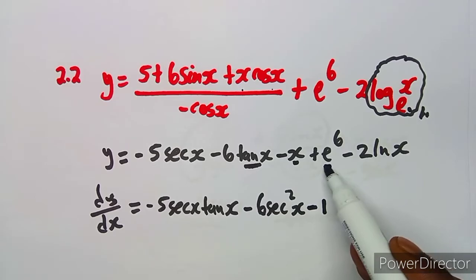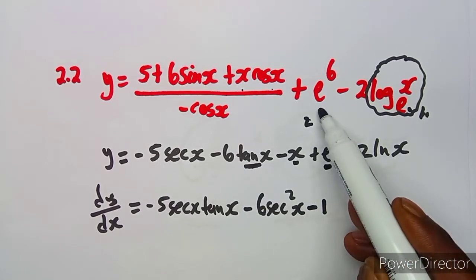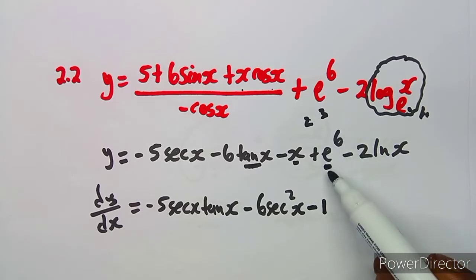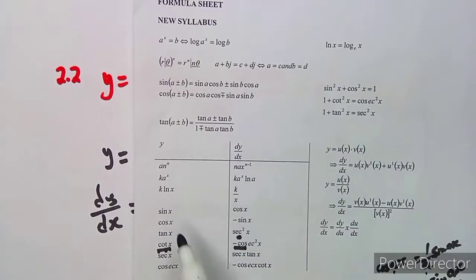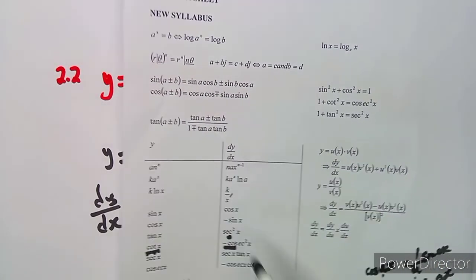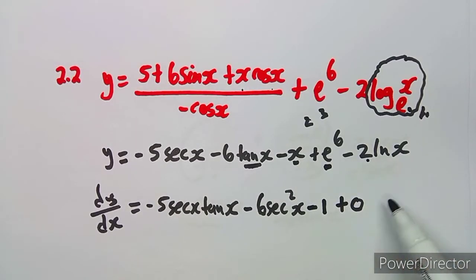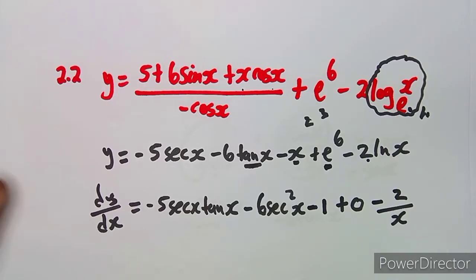E is a constant. E is just like a number, just like 2, just like 3, just like 4. And remember, the derivative of a constant gives us 0. All right. Then ln x: remember the derivative of k ln x gives us k over x, which in this case, k is minus 2. So it's minus 2 over x. That's k over x. So that's what you're going to have at the end. As you can see, you can choose to simplify minus 1 plus 0, which is minus 1, or you can just leave it like that. There's no effect.